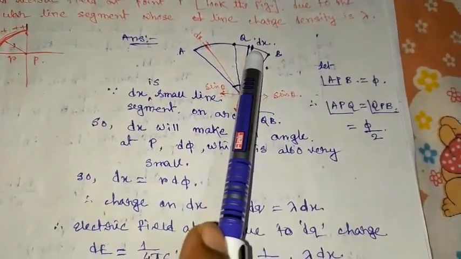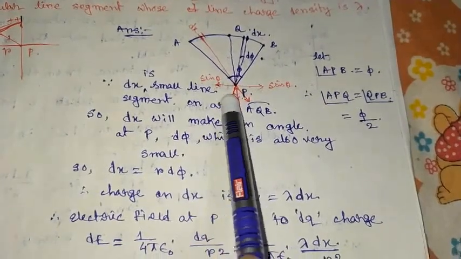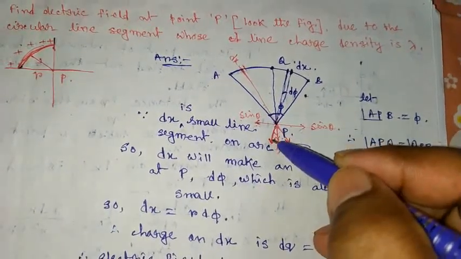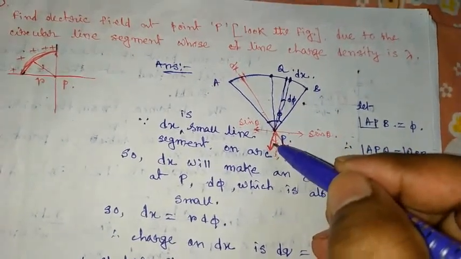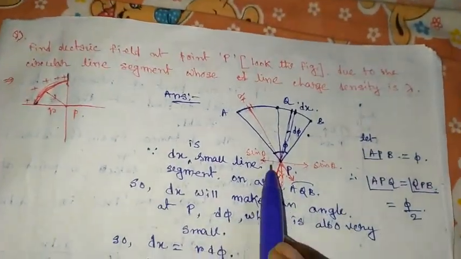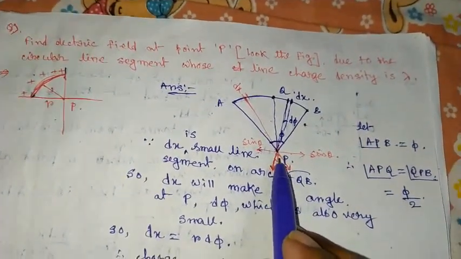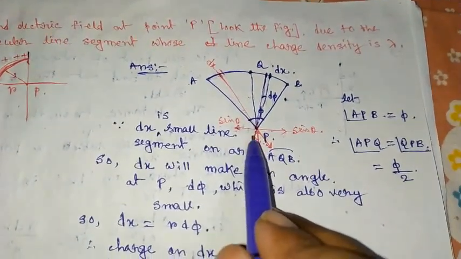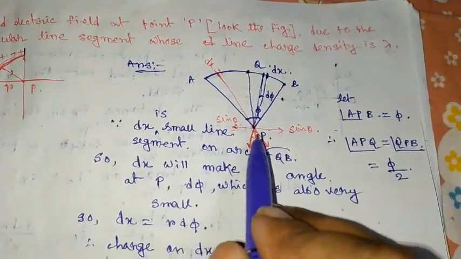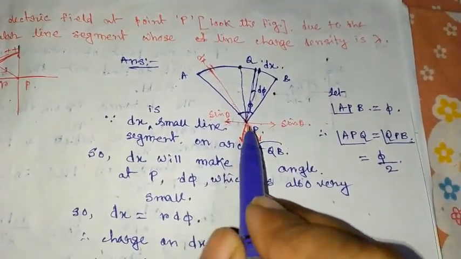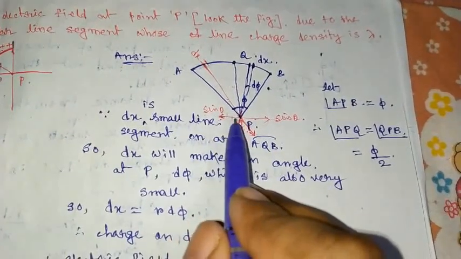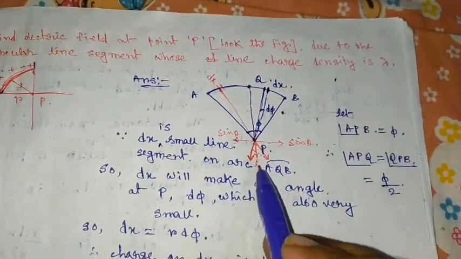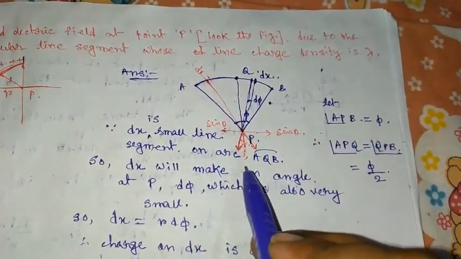Now due to this dx the electric field at point P is in this direction, and it can be divided into two components if you consider an xy system at point P. So this dE can be written into two parts. One part is this way and one part is this way. This part we call dE sin theta, and this part we call dE cos theta.